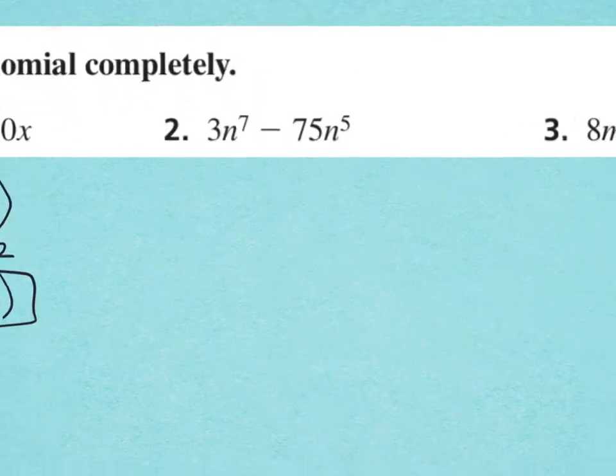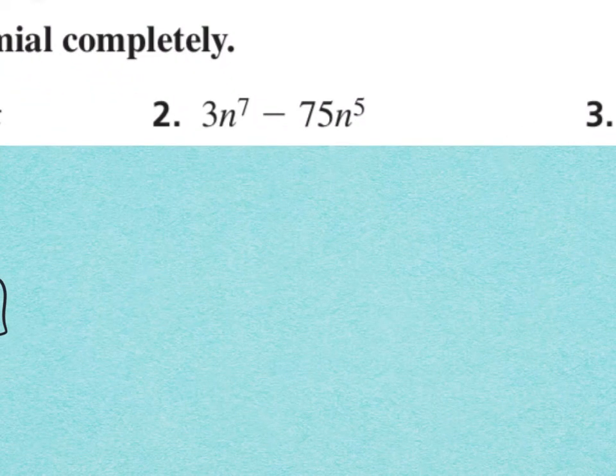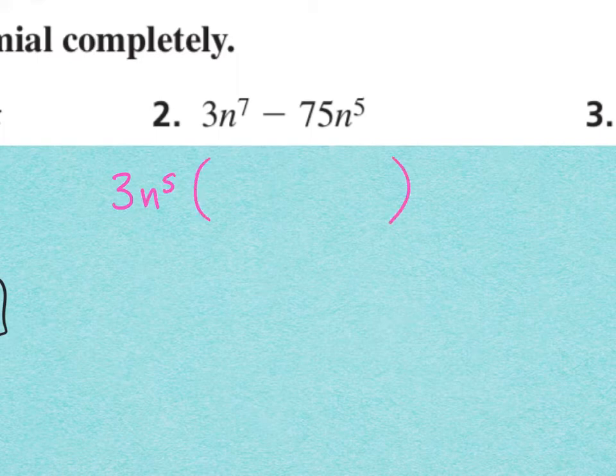All right, number 2. Do we have any greatest common factors we can take out? Yeah. What can we take out? 3 n to the 5th. We can take out a 3 and n to the 5th power. So then what are we going to be left with? N squared minus 25. Perfect. So we just keep this 3n to the 5th power outside.